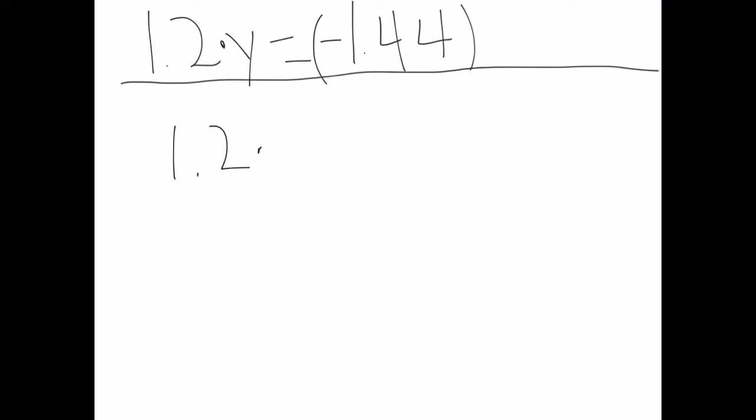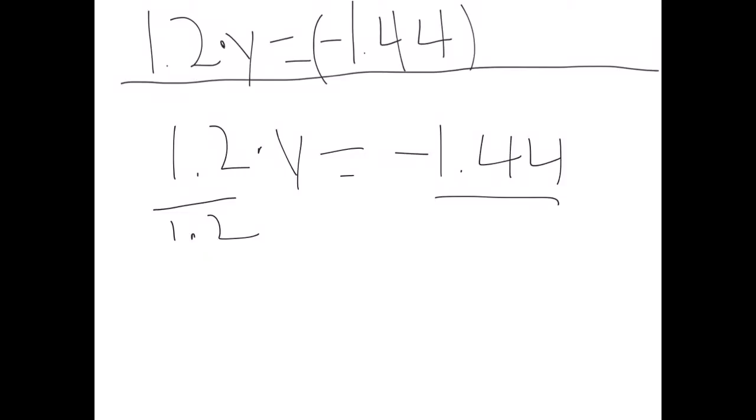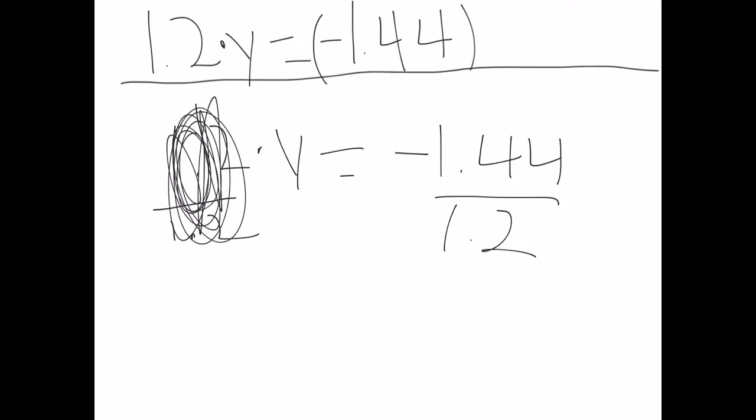1.2 times y equals negative 1.44. So you're going to want to do the opposite of multiplication, which is division. So you're just going to want to do divided by 1.2 and divided by 1.2. And you cross this out. And then you're going to want to divide 1.44 by 1.2.